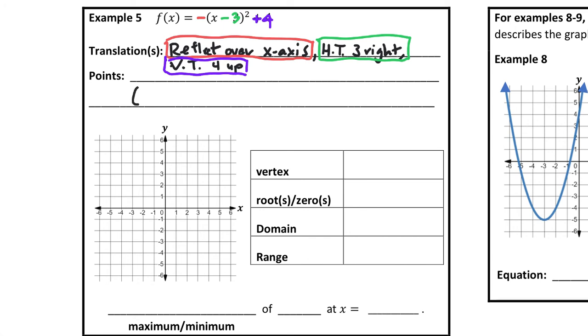So the points are going to be -2, 4, -1, 1, 0, 0, 1, 1, and 2, 4. So these are my parent points. Then we're going to reflect.